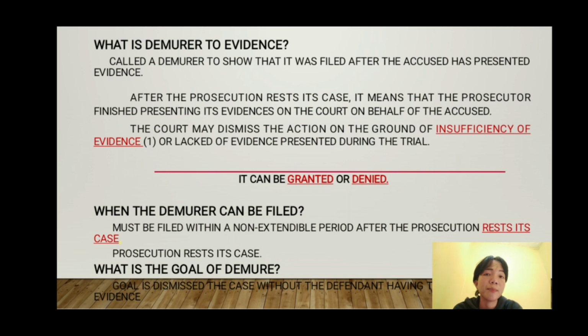So, when can a demurrer be filed? It must be filed within an unextendable period after the prosecution rests its case. What is the goal of a demurrer? The goal is to dismiss the case without the defendant having to present any more evidence during the trial.